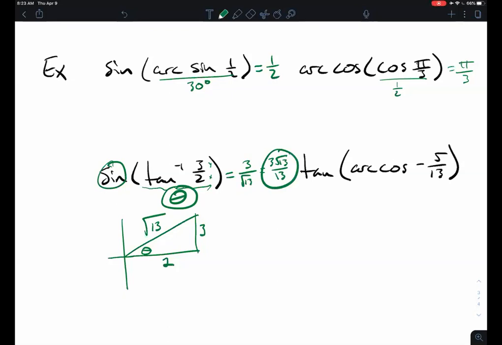What's actually neat about this problem, at least to me, and I understand that your definition of neat and mine are different, is that you never needed to know the measure of the angle. You just wanted to know that same sine relationship that existed for that angle. So we'll take a look at this last one here. Arc cosine of negative 5/13. How about that one?